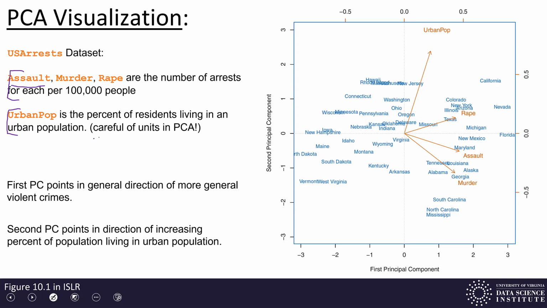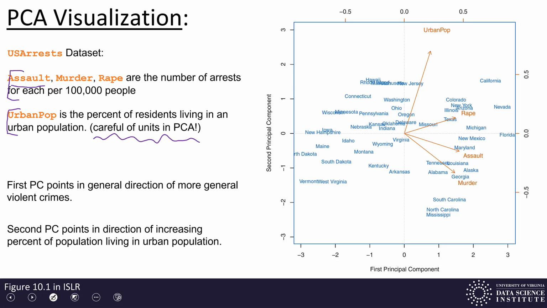And there's a warning here: be careful of units in PCA. We'll talk about this a little more in a moment. If we take these variables as they're given, urban pop is on a 0 to 1 scale, and assault, murder, and rape are on a very different scale, and so things will look funny. We'll take a look at that. But what you often do is scale each variable to have a mean of 0 and a standard deviation of 1 before applying the PCA visualization.